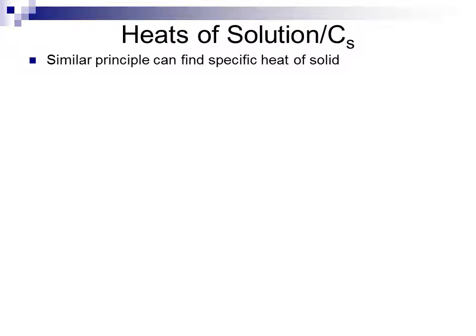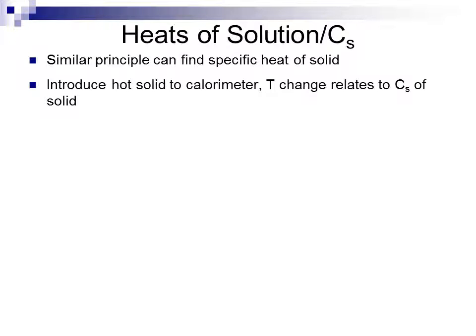Now, heat of solution and specific heat can also be calculated in a similar principle. If I'm looking for specific heat of a solid, I can introduce a hot solid to a calorimeter and look at the temperature change that is associated with this to calculate the specific heat of the solid. The heat of the solid can be viewed as what we call Q hot, the hot aspect of this. The Q cold, the part that is absorbing the heat, is going to be equal to the heat absorbed by the calorimeter plus the heat absorbed by the water.